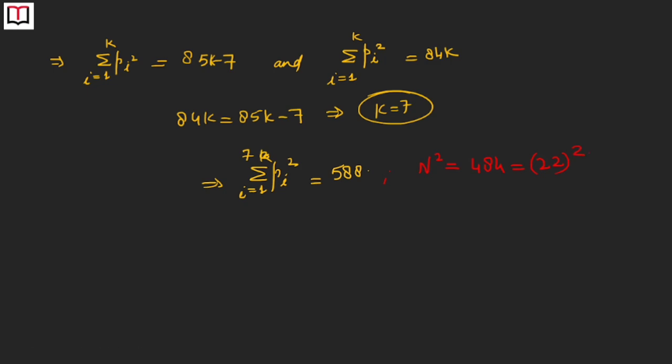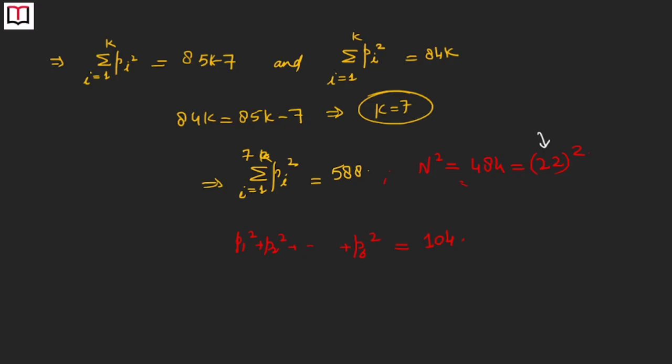See, because what are we left with? If I replace n square by 484, then the remaining 6 perfect squares should add up to give 104. So this is one thing which I verified before claiming that yes, this is the answer, n is 22.